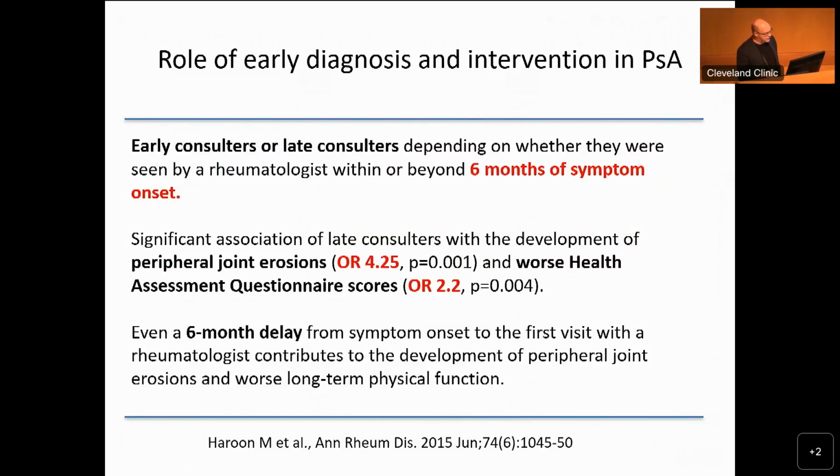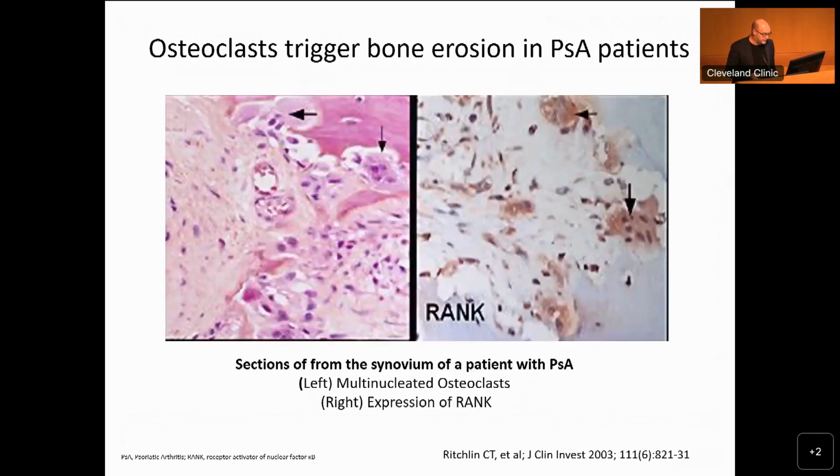This has been very impressively shown by the Canadian study, showing that if you have a delay of only 6 months of treatment, your likelihood to develop erosive disease is 4 times higher, and your likelihood to have functional impairment is 2 times higher when treatment is not initiated within the first 6 months.